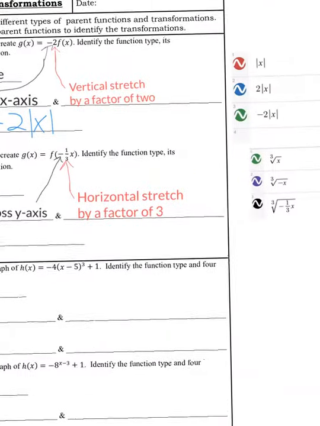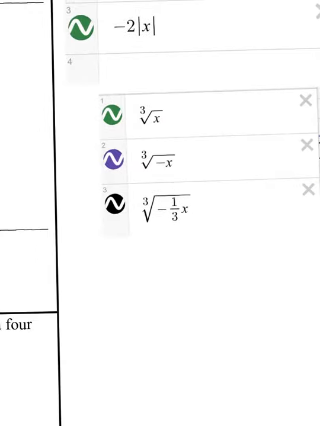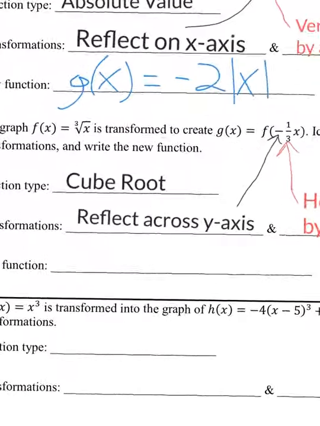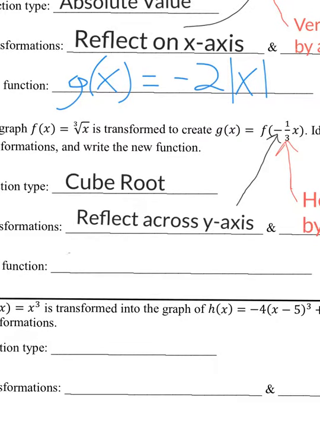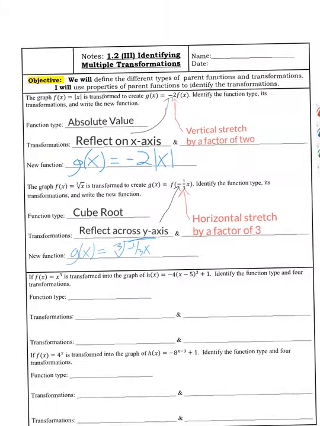To write the new function, as I was explaining this, I ended up writing the new function. You just put the negative 1/3 on the inside since it was written on the inside. So you just say g of x equals, and so you had f of negative 1/3 x. So you're going to say the cube root of negative 1/3 x. All that's under the cube root symbol to represent it's on the inside. And that's all there is to say about number 2.